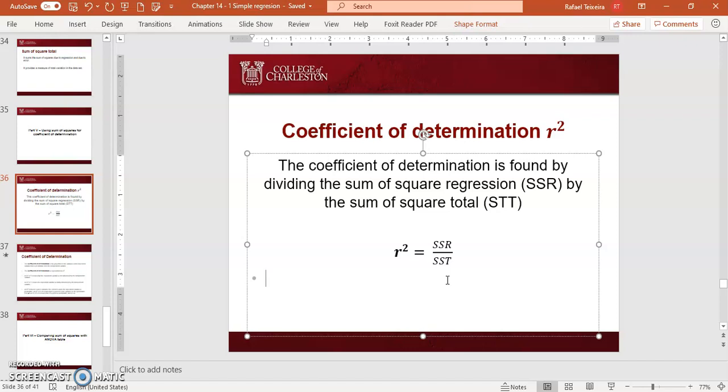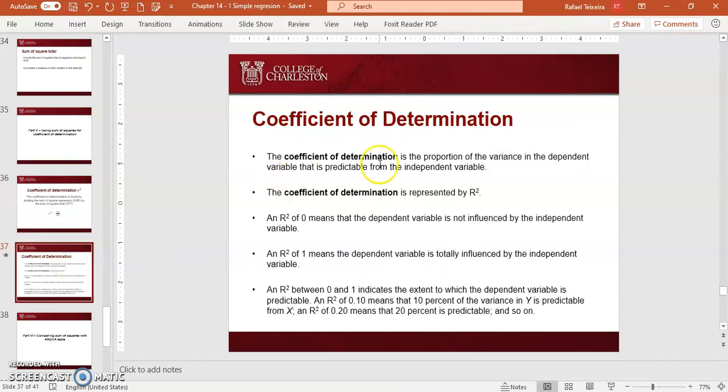Explaining it in a different way, the coefficient of determination is how much of the total variability in the model is explained by our regression model. Okay. So let's take a look at additional information about it.